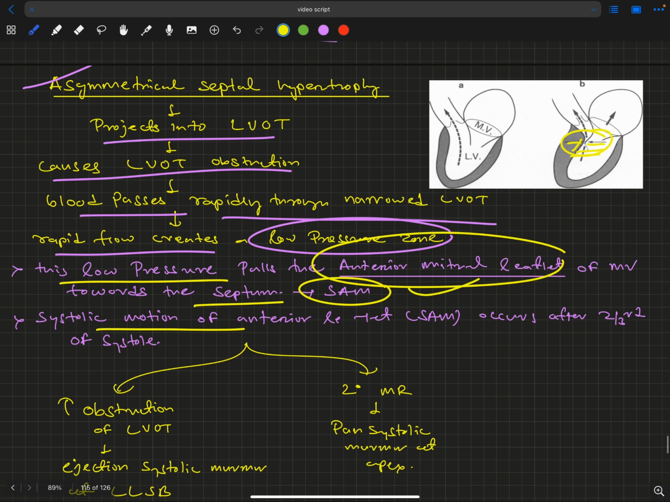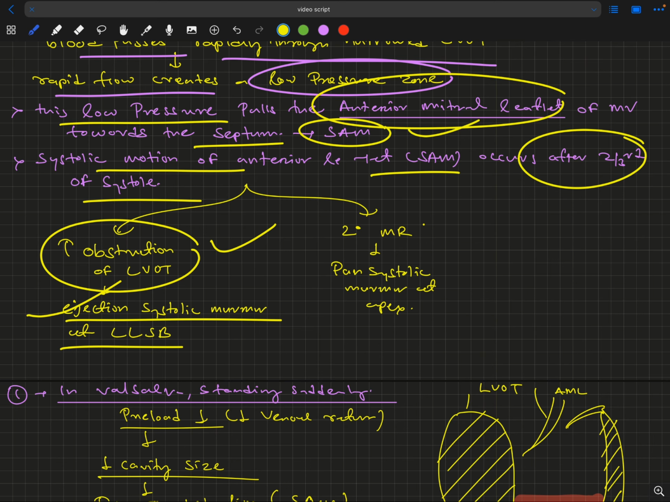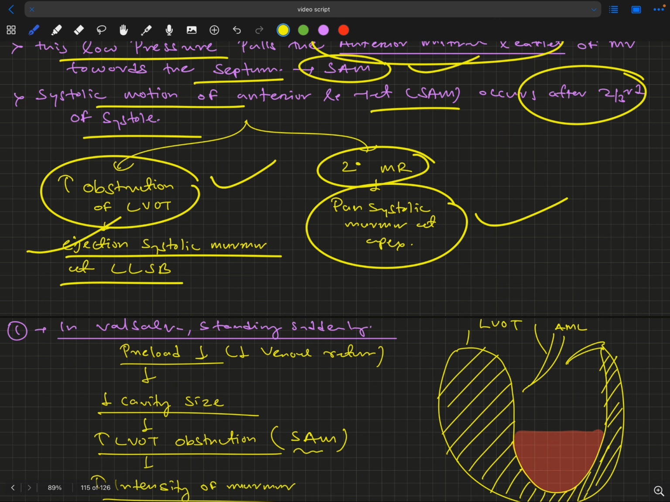Systolic anterior motion of the anterior leaflet, or SAM, occurs after two thirds of systole. That will lead to increased obstruction of the left ventricular outflow tract, causing an ejection systolic murmur at the lower left sternal border. Here there will also be development of secondary MR, because this valve is moving like this. So a pansystolic murmur at the apex can be heard.